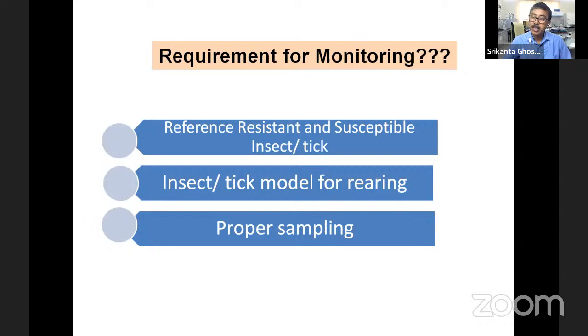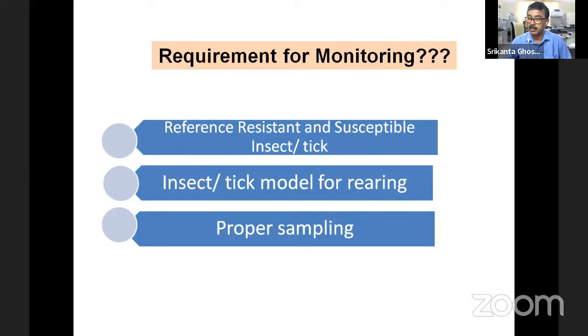A scientifically validated model for all the arthropods is not available. This is one of the very important researchable areas. If we can develop a model for some parasites, then that will be a great achievement. That model can be used by other people to monitor resistance, and to screen natural products for the development of new products.